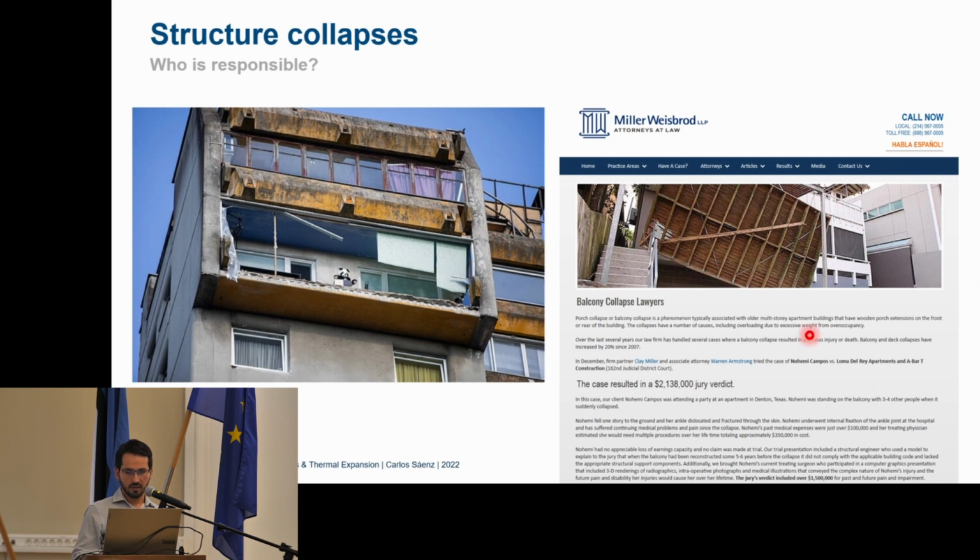That's really important to pay attention to. And on the right side of the screen, you get to see a screenshot of an American attorney. But this can also happen here in Europe too. With those collapses or problems that may occur with your balcony, the question at the end is, who is going to pay for that, right?